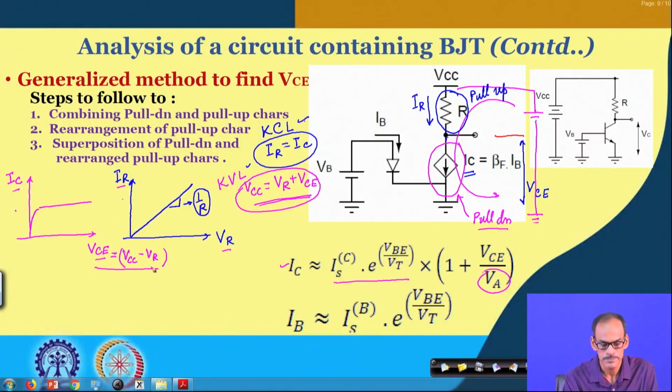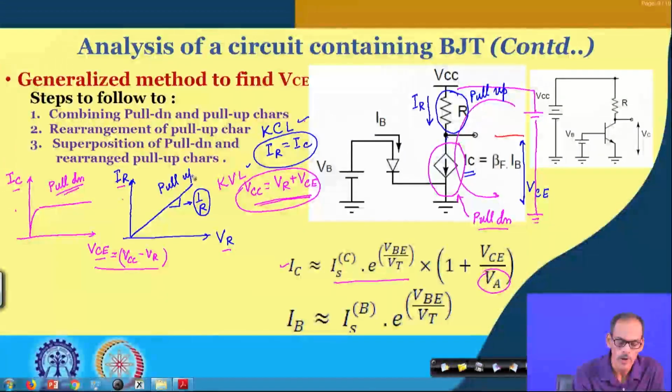So, what you can do, we can retain this pull down characteristic. We call this the pull down characteristic or pull down element characteristic, and on the other hand this is the pull up characteristic. So, one of them we can rearrange. In this case, normally what is done is that since we need to find the VCE voltage, we can retain this one, and then we can rearrange. While rearranging, by the end of the rearrangement, we would like the x axis to be consistent with this. So, now let us try to rearrange this one.